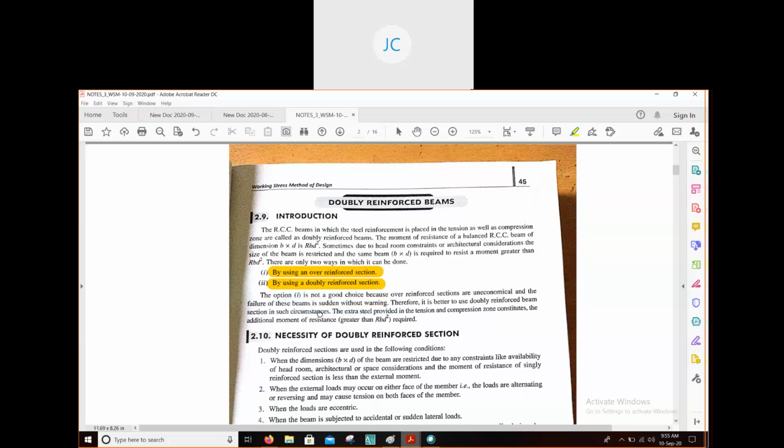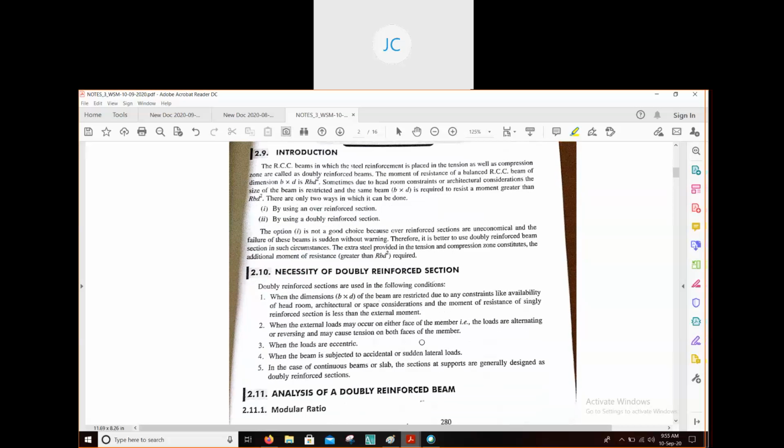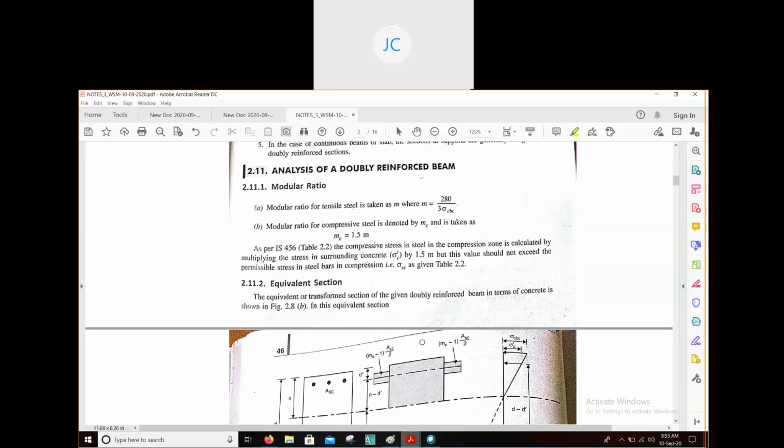So you can see here, therefore it is better to use a doubly reinforced beam in such circumstances. And the extra steel provided in the tension and compression zone will resist the additional moment of resistance required. Okay, so this is the main reason for using a doubly reinforced beam. There are other reasons also, these are the other reasons, but I'm not going through all of this.